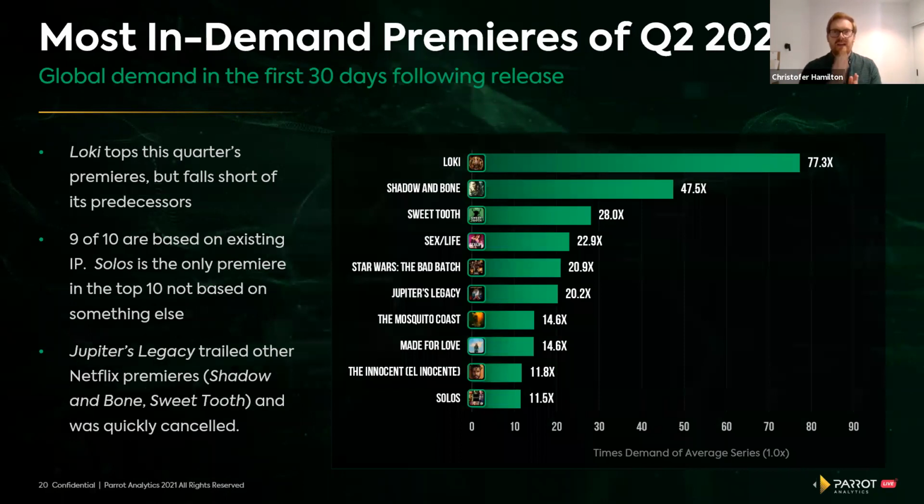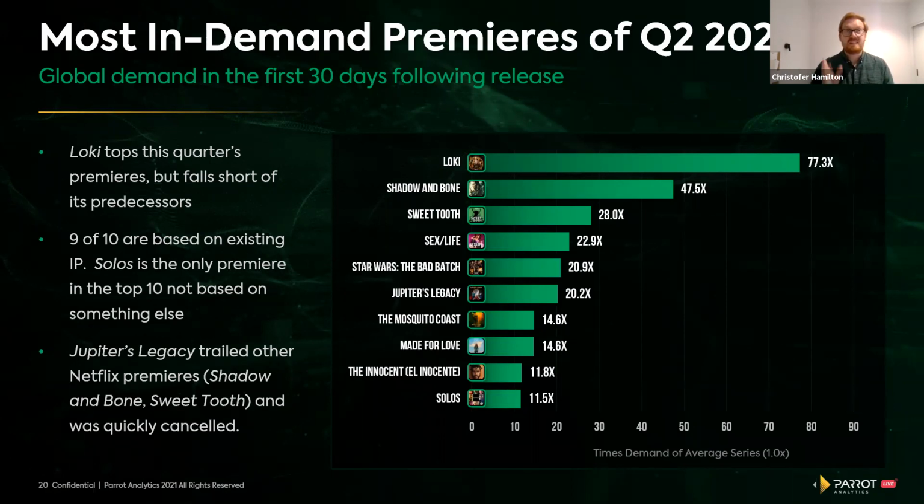So next, we're looking at the most in-demand new series premieres in Q2. And I always like to highlight these because when you're looking at the top shows in the markets in this report, many times they're not brand new series. They've been around for a while. They have existing fan bases. People are excited for their returning seasons. So it's always nice to highlight the shows that have been successful from the beginning because that's a unique challenge.